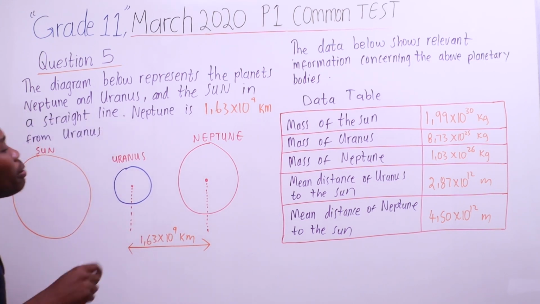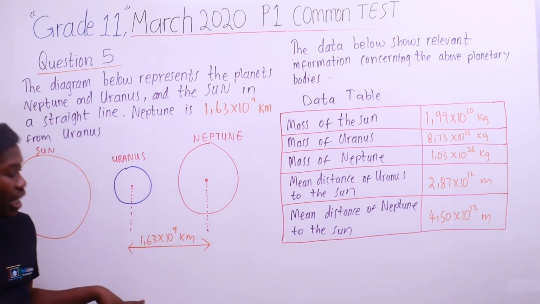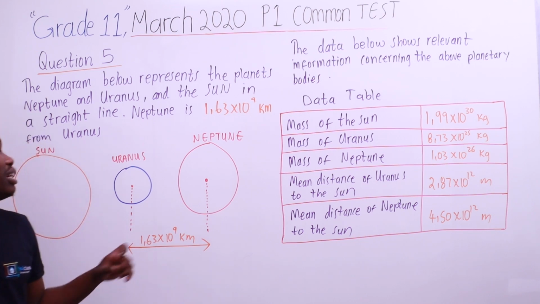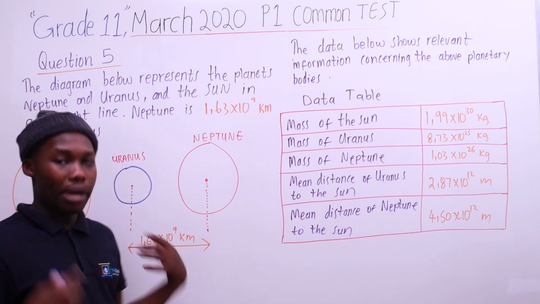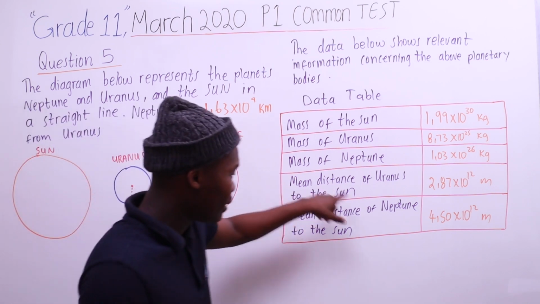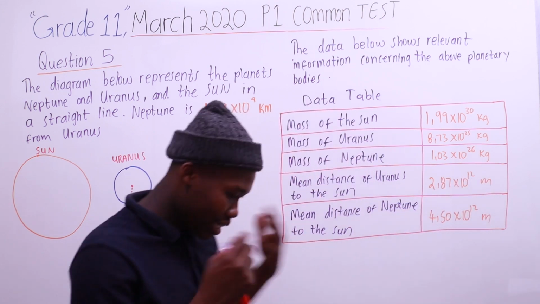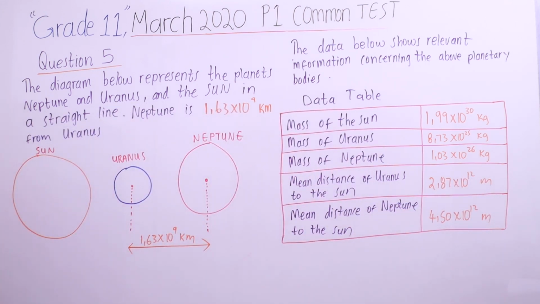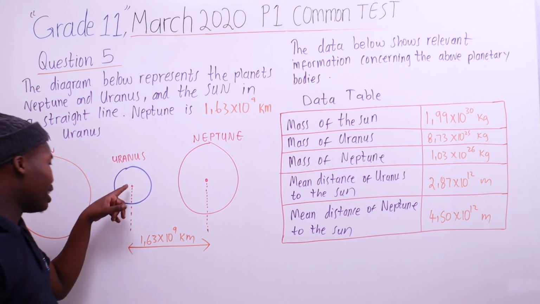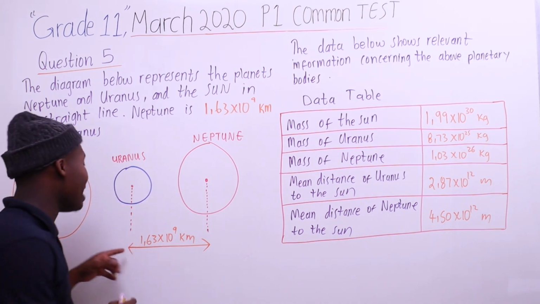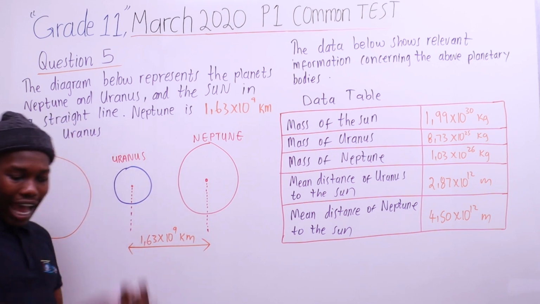Since it is in kilometers, when they ask us to calculate, we must convert the kilometers to meters. As you can see in the table they gave, the distance is always in meters, never in kilometers. They tell us that they are in a straight line. Neptune is 1.63 times 10 to the power 9 kilometers from Uranus. And what they draw shows that it is the distance from the centers.